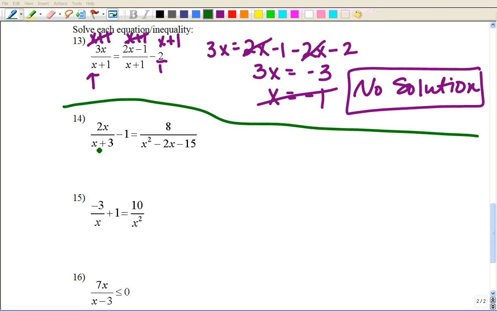All right, let's look at another one. So on 14, we'll have 2x over x plus 3 minus 1 equals 8 over x squared minus 2x minus 15. Okay, so again, let's go ahead and factor this denominator so we can see what we're working with. We've got an x minus 5 and an x plus 3. Well, I have an x plus 3 here. So if I want to get rid of all of these denominators at once, I'm going to multiply each thing by my least common denominator, which will be x plus 3 and x minus 5. And don't forget about that 1.